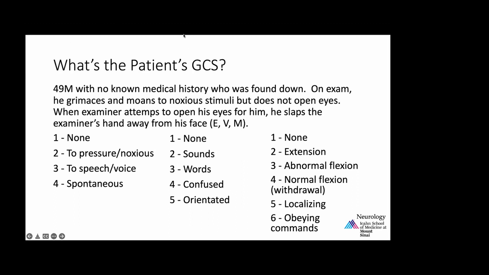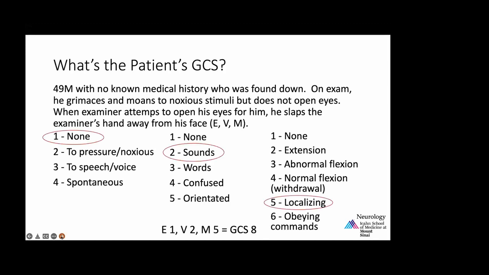Oh, I see someone in the chat. Okay, fine, great. So he doesn't open his eyes, right? So E is 1. The V, he is sort of moaning, so that's a 2. And yeah, exactly. And for the motor, he's localizing, right? So that's a 5. Awesome. So these are pretty straightforward, but in practice, it can sometimes be tricky.